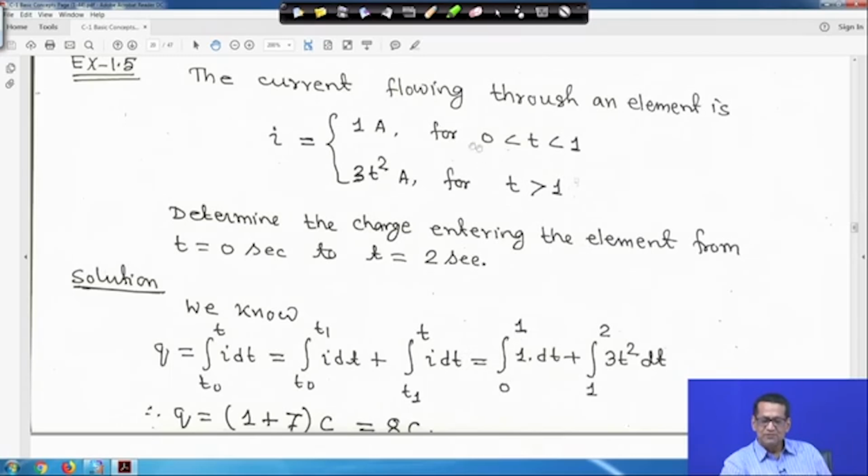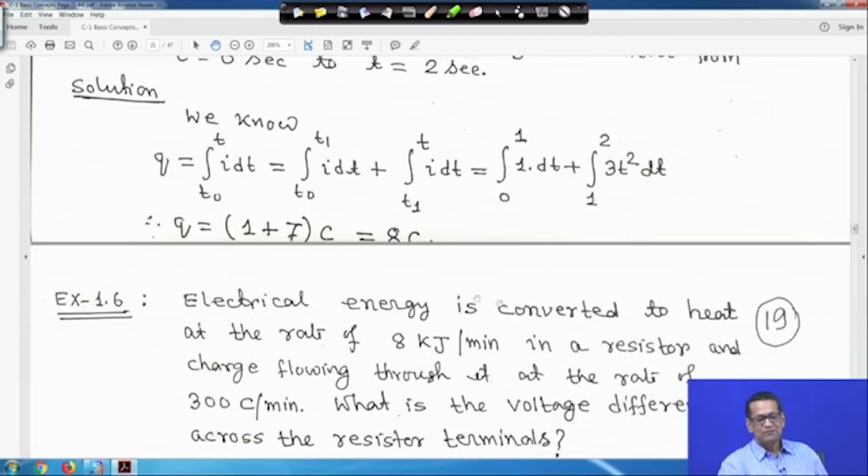So, in between 0 to 1 the current is 1 ampere. So, 1 into dt plus, as it is greater than 1, therefore 1 to 2 of 3t square dt, because the expression is 3t square when t is greater than 1, but we want in between 1 and 2. That means 3t square dt. If you integrate this, it will be 1 plus 7, so 8 coulomb, right. I hope you have understood this simple thing.